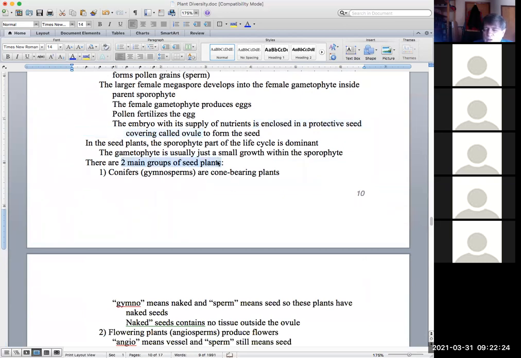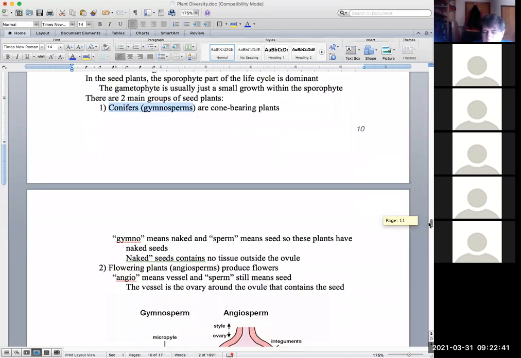So there's two main groups of seed plants. One is the conifers or gymnosperms. And conifers, think of that name, they're cone-bearing plants. Now keep in mind, cones are not necessarily what you might think of. We said the other day, gymnosperms, gymno means the seed is naked. And it's naked because there's no tissue outside the ovule.